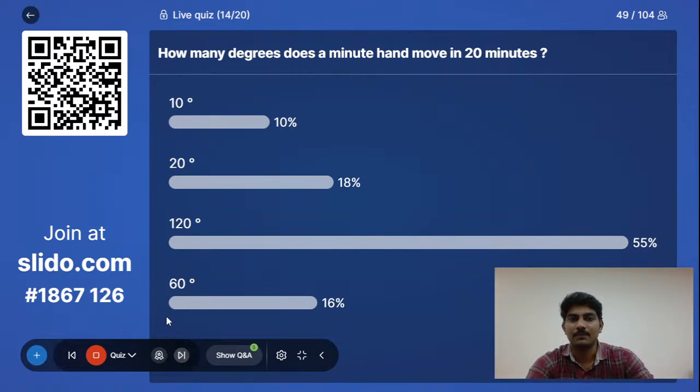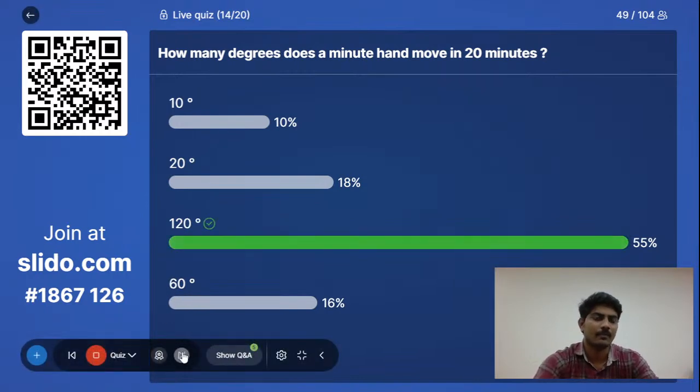I'm receiving that 55% of the students have chosen the option 120 degrees. I hope this is the correct answer for this question. 55% of the students have answered correctly. I'm also receiving some comments from YouTube. Harita has answered 120, that is the exact answer. And Prasanna has answered 3. She has also answered correctly.